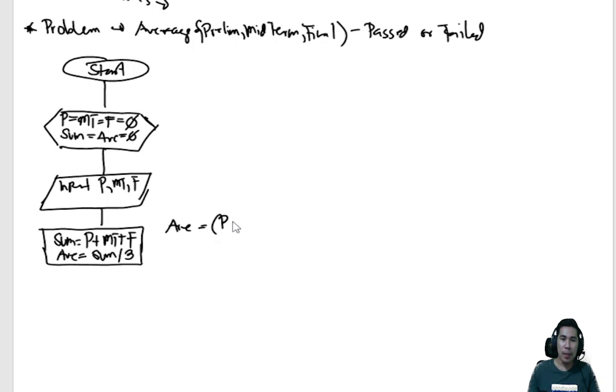So you have prelim plus midterm plus final, and then after you get the sum, you divide it by 3. In that sense you are able to come up with an average. So make sure you put parentheses, because in mathematics it's very important to follow PMDAS, the mathematical rule.